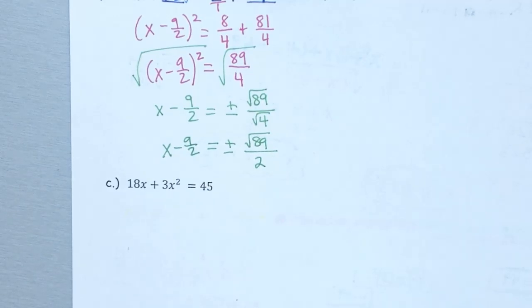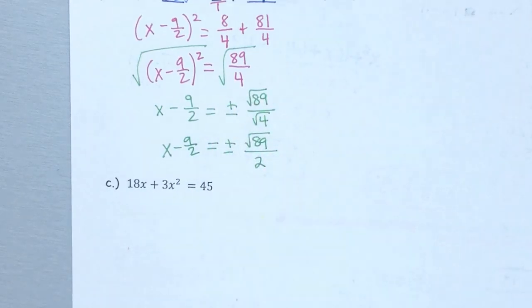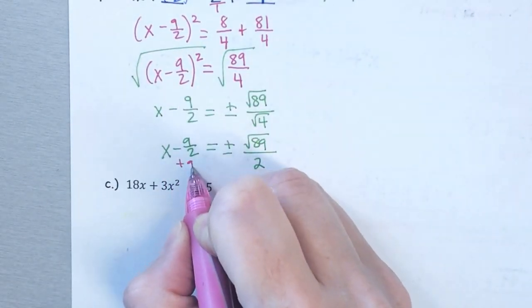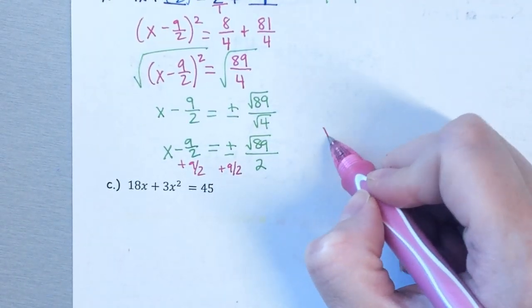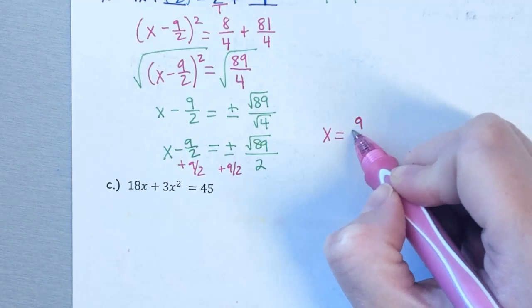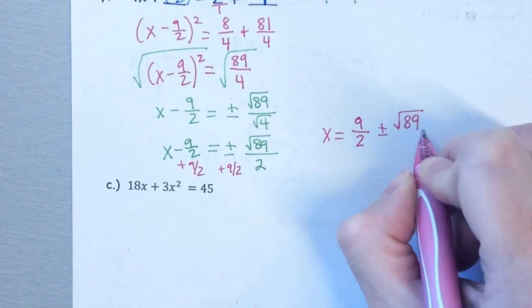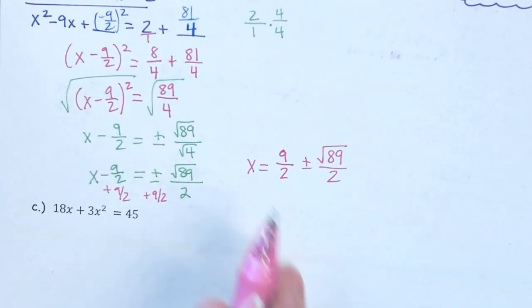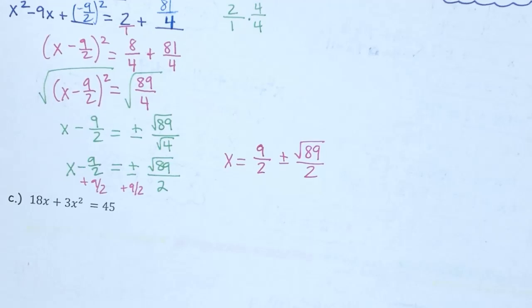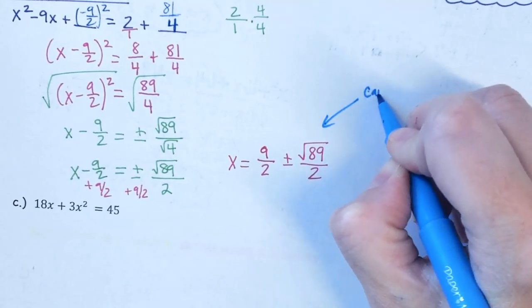And notice I'm just going step by step here. So I'm breaking it up, I'm simplifying what I can, and then my last step is going to be to add 9 over 2 to both sides. So my final answer, I think, is 9 over 2 plus or minus root 89 over 2. So you don't want to combine these together because you have that radical. You do need to check to make sure that you can't simplify this. Okay, so can you simplify?